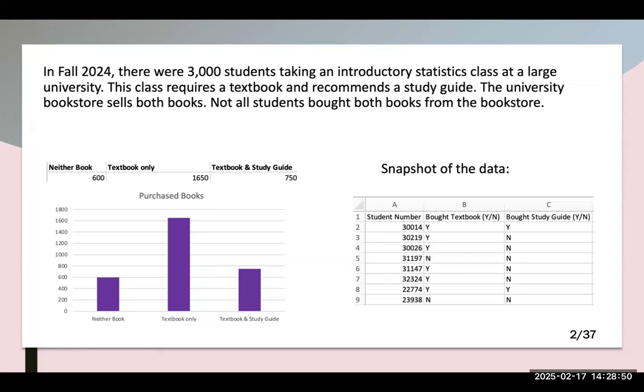On the right, I have a snapshot of the data. So here we have 8 students and their student numbers, whether they bought the textbook or not, and whether they bought the study guide or not. You can see, for example, in row 2, we have a student who bought both the textbook and the study guide from the bookstore, while student 3 in row 3 bought the textbook but not the study guide. And in row 4, we have a student who bought the textbook and not the study guide. But in row 5, we have a student who didn't buy either book. So you can assume maybe they bought it on Amazon or some other location, or maybe they just didn't buy the book at all.